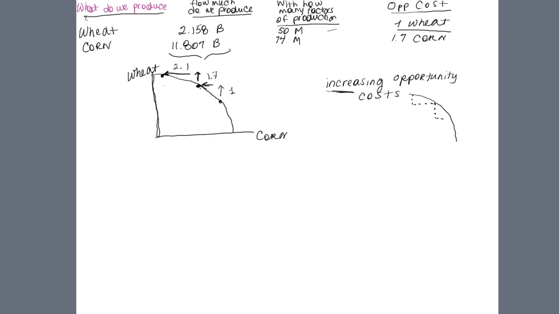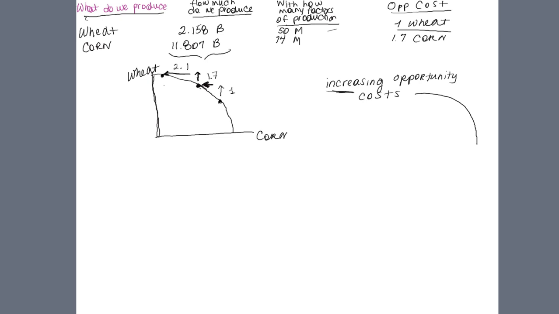Let's just stay with increasing opportunity costs is a downward curve like this, okay? And for this reason, if I want to move up 1 billion bushels of wheat, I need to lose 1.7 billion bushels of corn. But the next time that I want 1 more billion bushels of wheat, I need to lose more billion bushels of corn. That's what is meant by increasing opportunity costs.